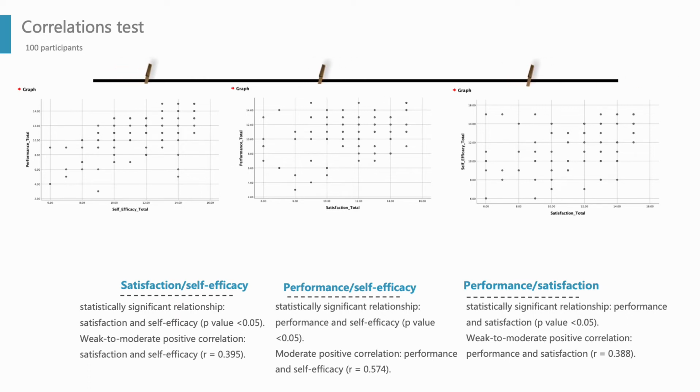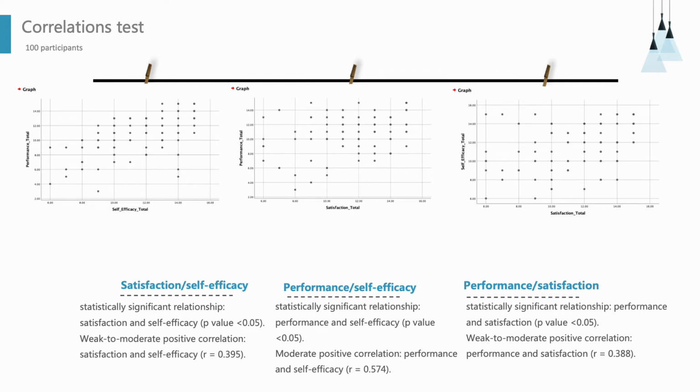It also shows that there is a statistically significant relationship between the Likert scale of satisfaction and self-efficacy. The p-value is smaller than 0.05. The correlation coefficient suggests a weak to moderate positive correlation in Likert scale between satisfaction and self-efficacy. R is equal to 0.395.